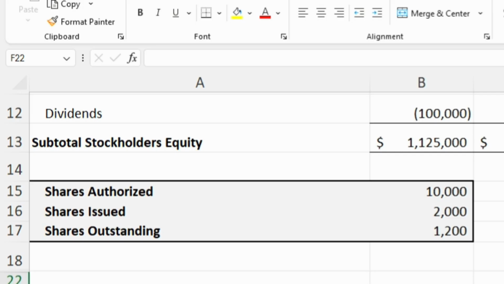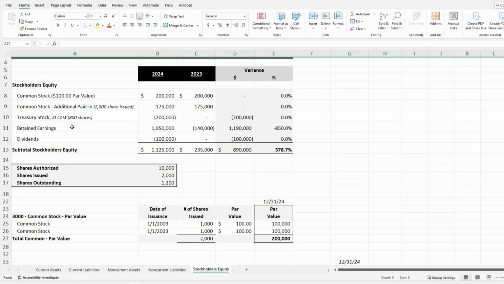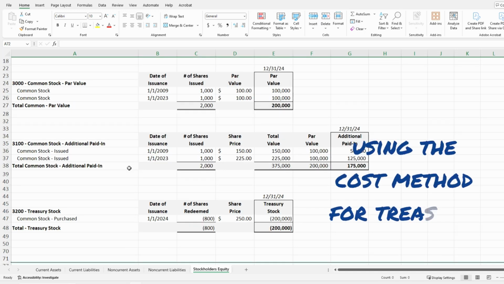And just to recap, these are shares that have been issued. You've taken them out of your authorized bucket, and as long as the corporation has not bought them back, they will be outstanding as well. So let's see why in the scenario here we have less outstanding than we have issued. Going back to our balance sheet, we've got common stock par value, common stock additional paid-in capital, and now we're going to introduce this treasury stock concept. And I'm using the cost method. In our example here, the corporation on January 1st, 2024, repurchased 800 shares at a share price of $250.